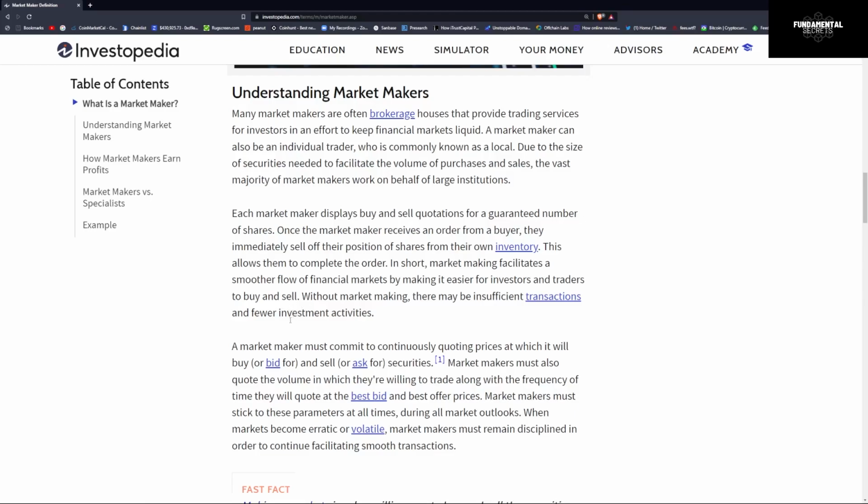So if you have low transaction volume, aka low TVL, then you have to be careful because you may not be able to get out of that asset, right? If you have low transaction volume, that means that market makers are not interested in your asset. They don't think it will do well. They don't think performance will do well. And when you go to sell, you may not have a buyer. Without market making, there may be insufficient transactions and fewer investment activities.